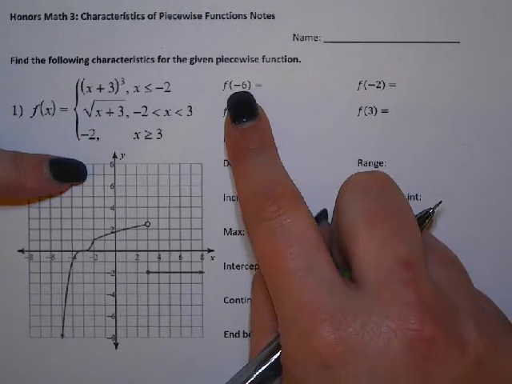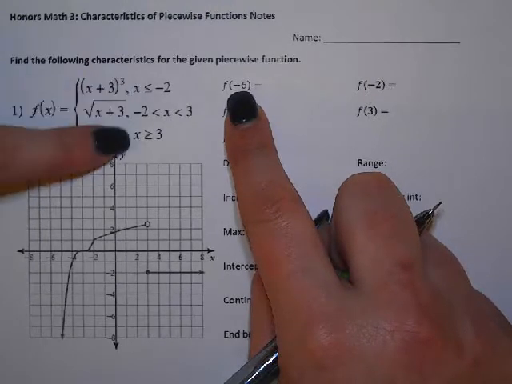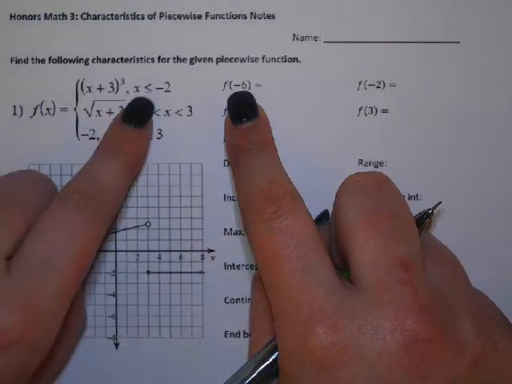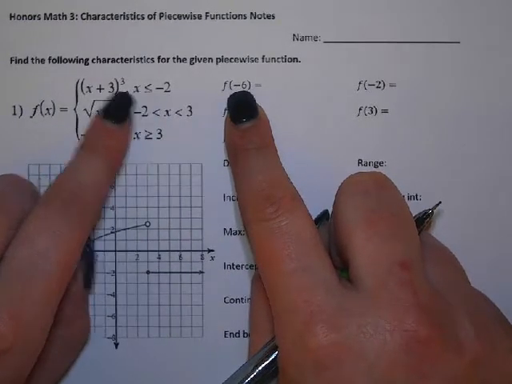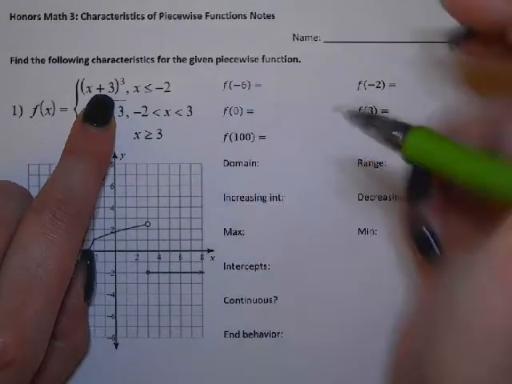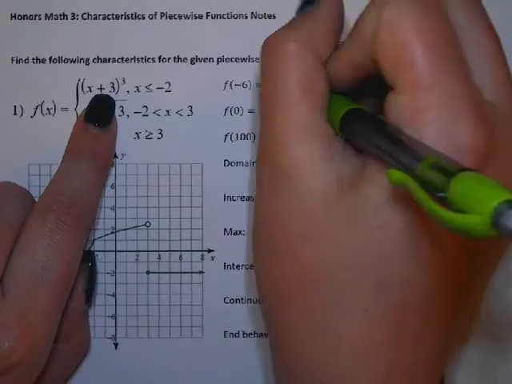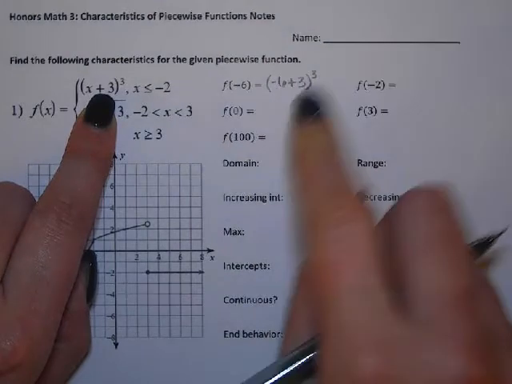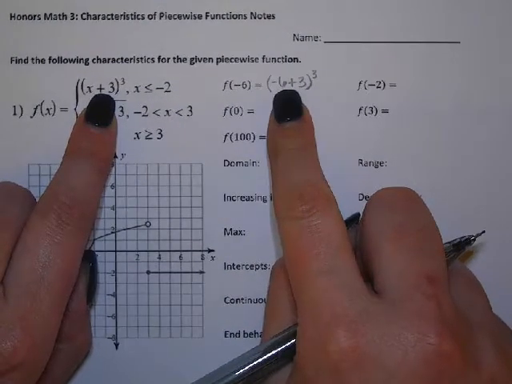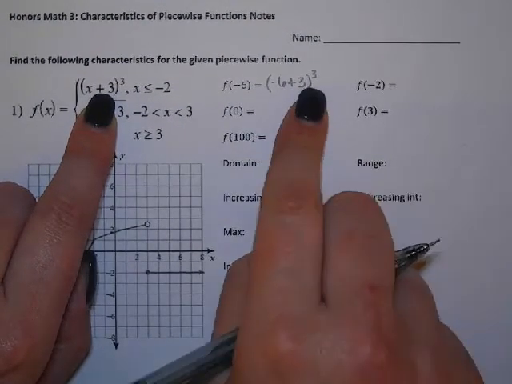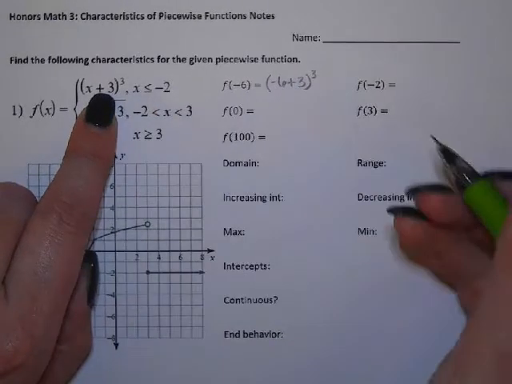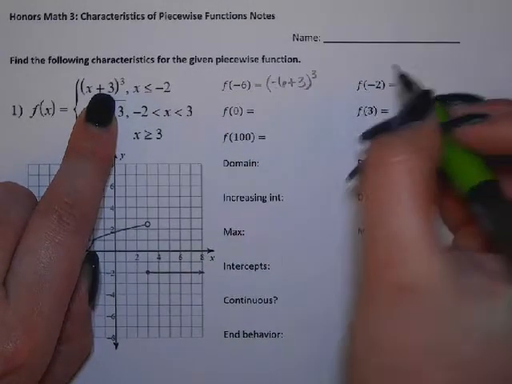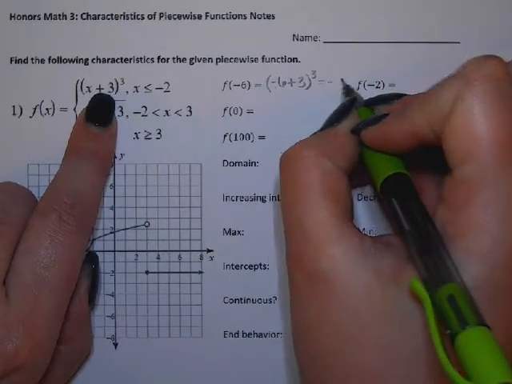So if we want to plug in -6, we have to think about which one represents -6 on the graph. And since -6 is less than -2, that means we're plugging it into the first one. So I'm going to say (-6 + 3)³. And I want you to actually write that out. Don't write the answer, write the whole thing, because I want you to know that you plugged it into the first one. So -6 plus 3 is -3. -3 to the third power is -27.